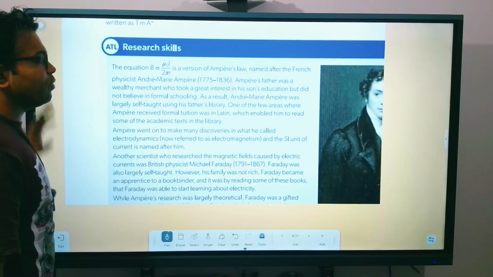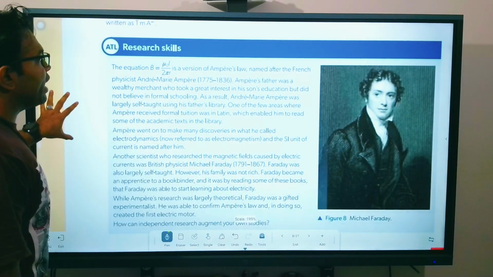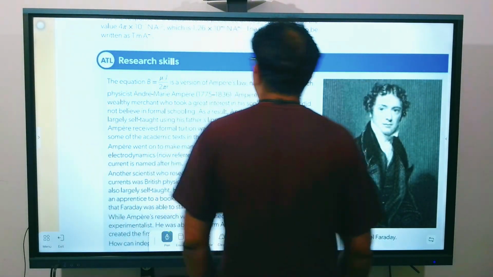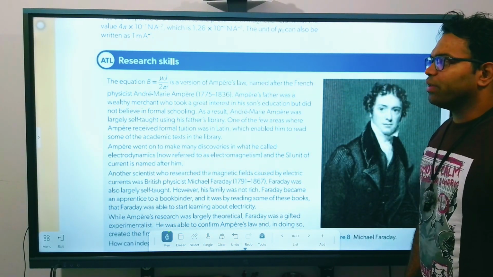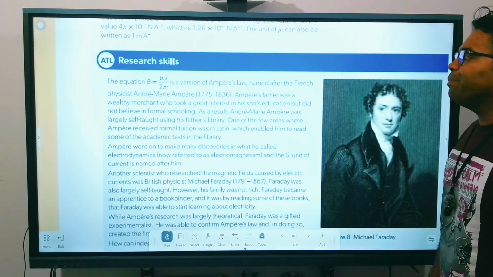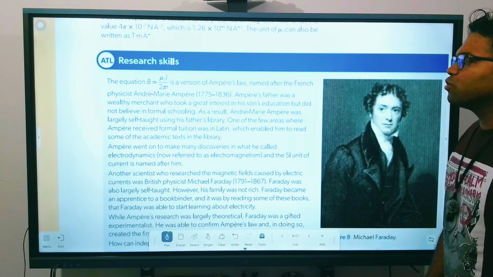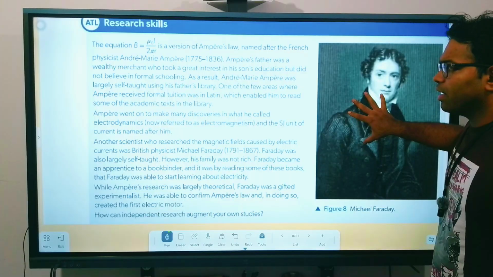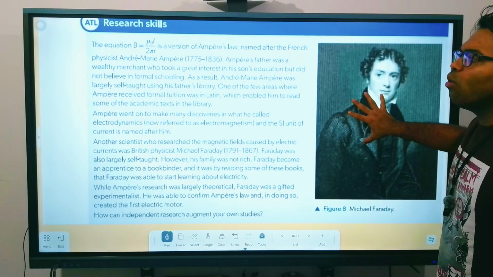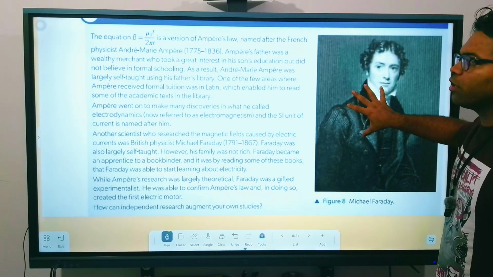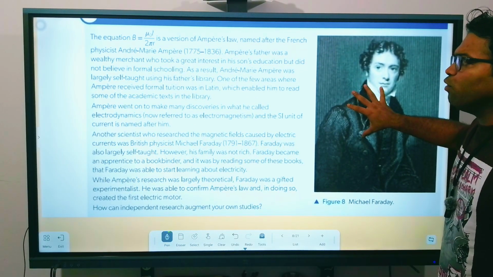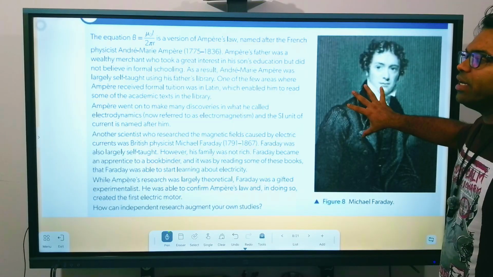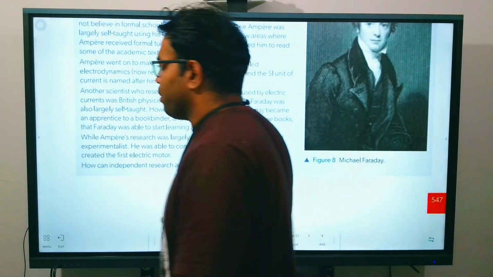In this class, we are going to continue with this, and most probably finish this chapter. The equation B is equal to mu naught I upon 2 pi r is a version of Ampere's law, named after the French physicist André-Marie Ampere. Ampere's father was a wealthy merchant who took a great interest in his son's education but did not believe in formal schooling. As a result, André-Marie Ampere was largely self-taught using his father's library. One of the few areas where Ampere received formal tuition was Latin, which enabled him to read some of the academic texts in the library.